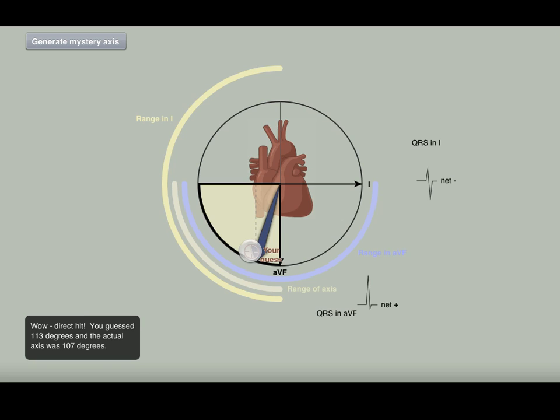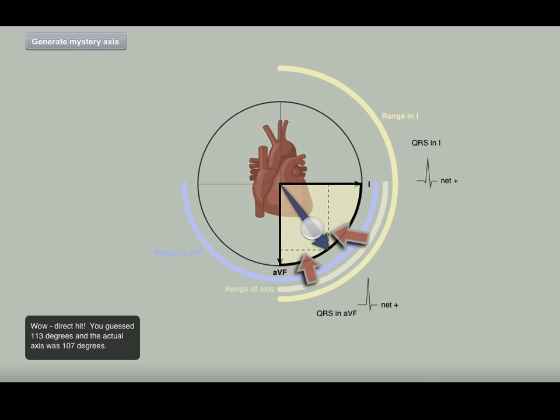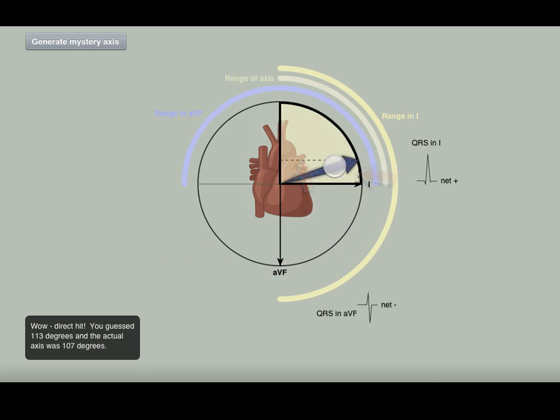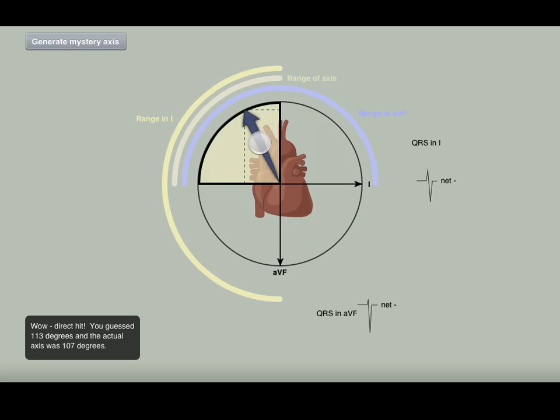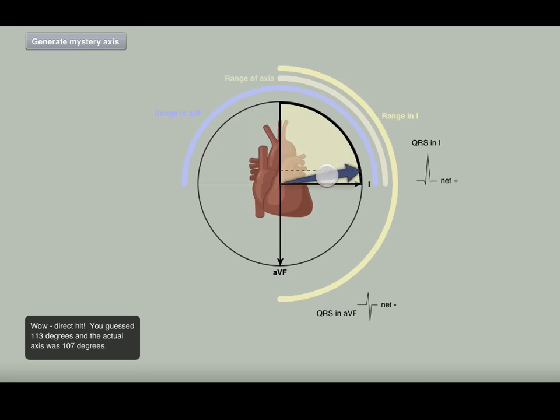First, as you drag the vector around, the dashed lines follow along, indicating the vector projection onto leads 1 and AVF. If the projection is positive, that is, falls along the positive axis of lead 1, for example, then the QRS will be net positive in that lead. Here you can see that the QRS in lead 1 is net positive.